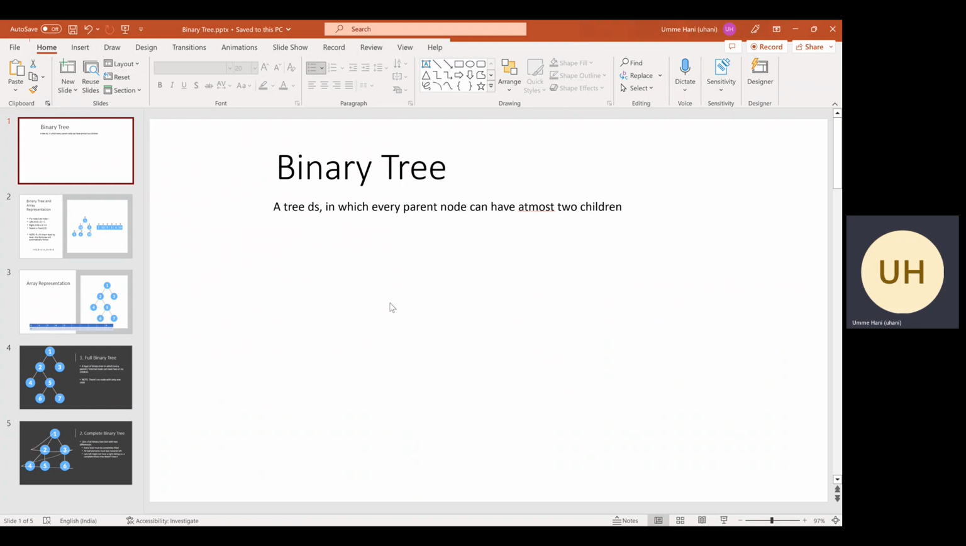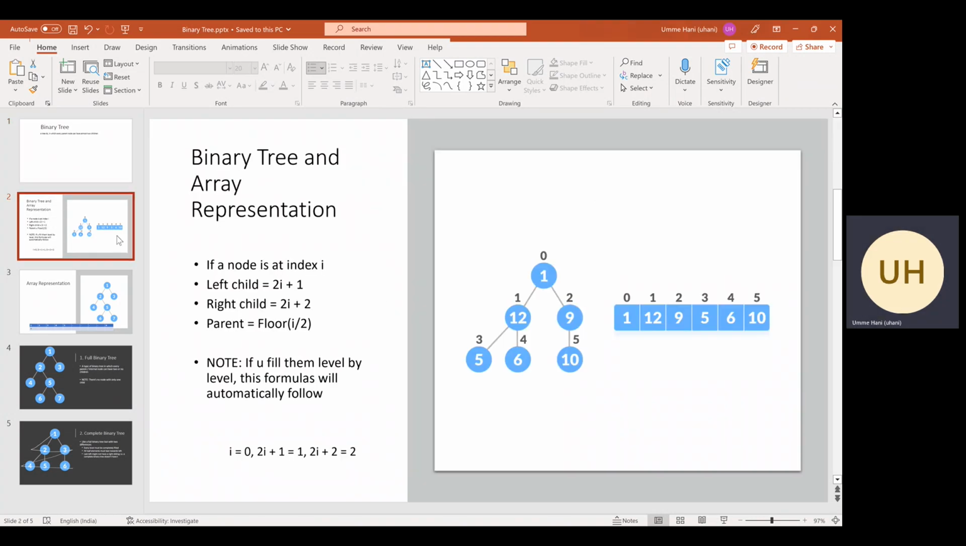To understand the concept of heaps, we need to understand the concept of array representation of binary trees, means how we can represent a binary tree in the form of an array. So we follow these formulas to fill the array.